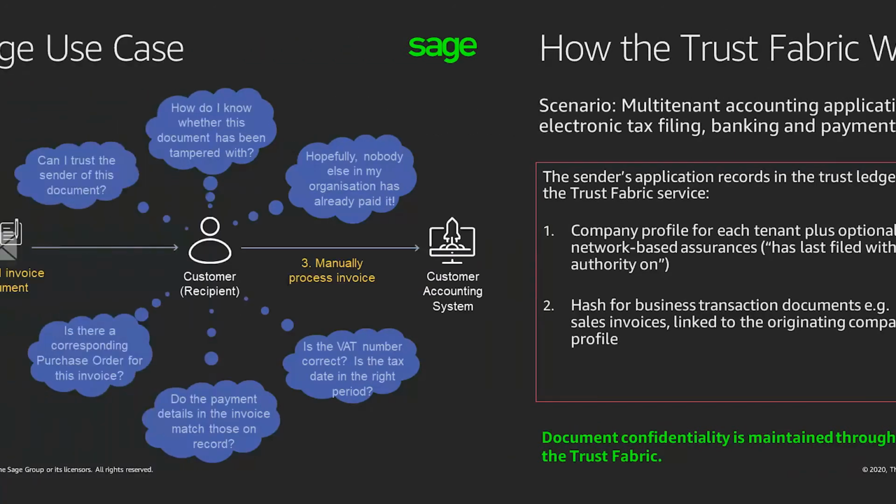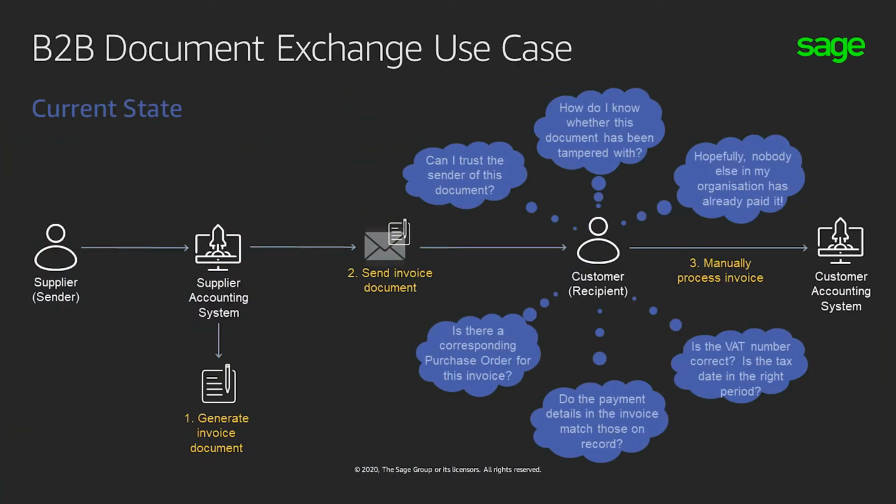To understand how a trust fabric works, let me step you through the scenario of Sage Accounting, a cloud application used by over 280,000 businesses and accountants. Each business, represented by a tenant in Sage Accounting, registers a public profile in the trust ledger of the fabric. At a minimum, this is a name and a business address, but can include additional information such as VAT number, bank details, and network insight-based assurances such as last tax filing date.